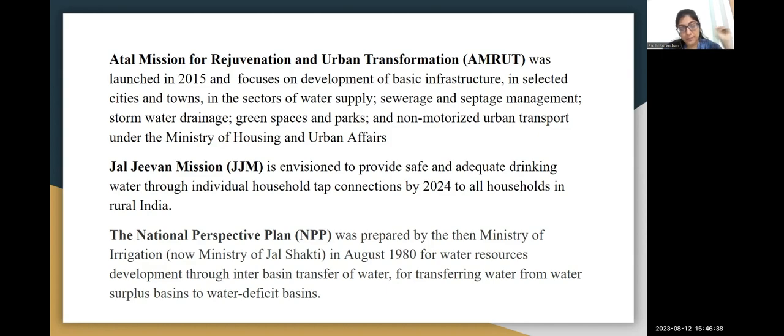This was a plan created around August 1980 by the Irrigation Department or the Ministry of Jal Shakti for inter-basin transfer of water. So those water basins which have a surplus of water, how to interlink these basins with areas or rivers that have less water is the main aim under this National Perspective Plan. So these three are the schemes that have been discussed in this question.